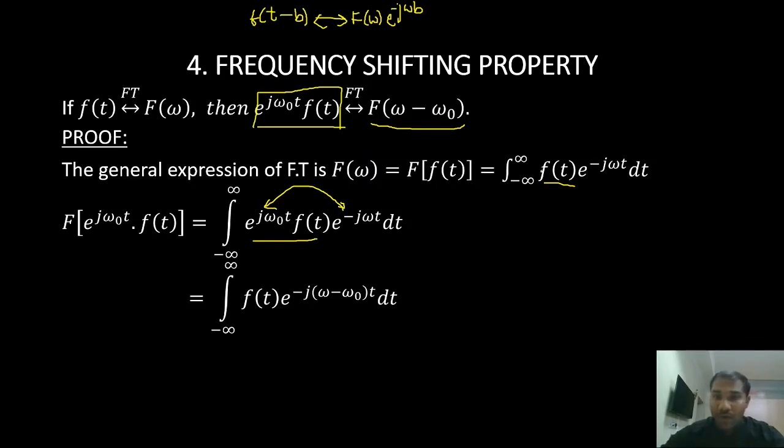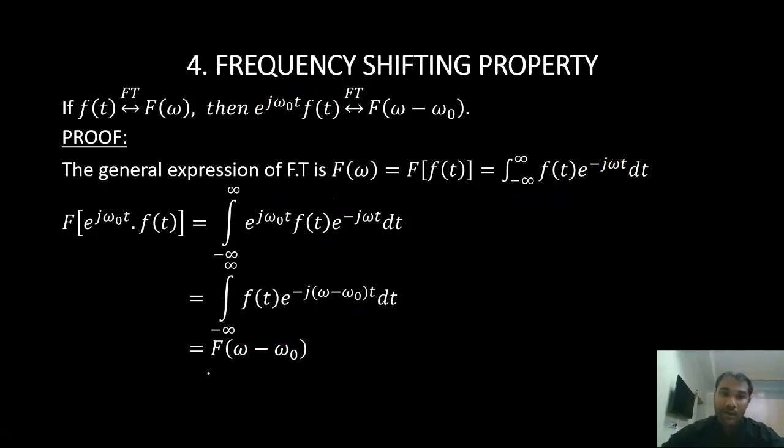Now, if you compare these two equations, just look at this integral and this integral. This integral is F of omega. Now in place of omega, I have omega minus omega naught in this integral here. So how can I write this expression? It is going to be equal to F of omega minus omega naught. In place of omega, I have omega minus omega naught. This is the Fourier transform for this signal.